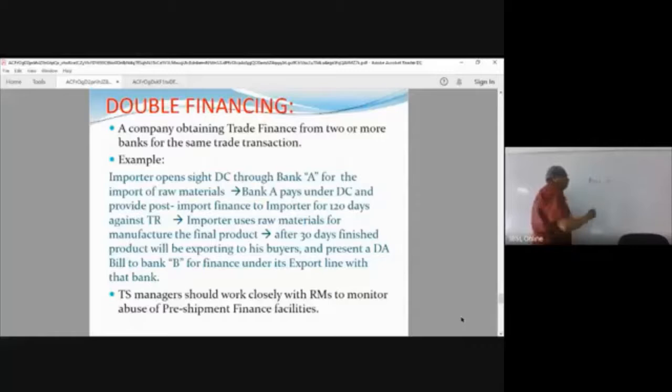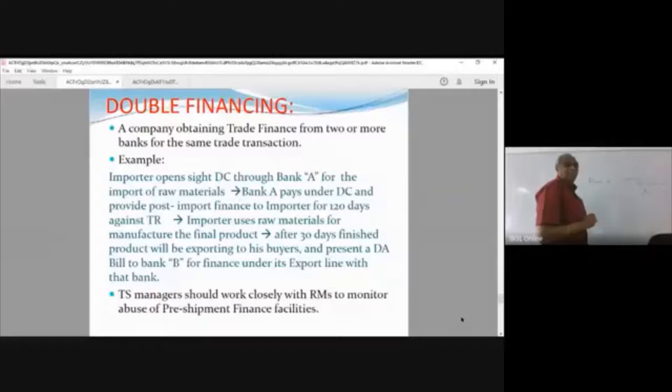Bank A will open the LC to import raw materials. After that, they have opened the LC and now they have received the documents. Once they receive the documents, and the documents are clean, under the LC they will pay. How are they paying? By taking a 120 days TR.